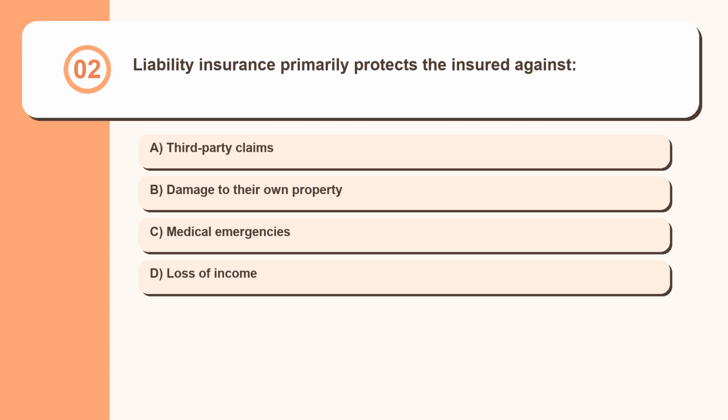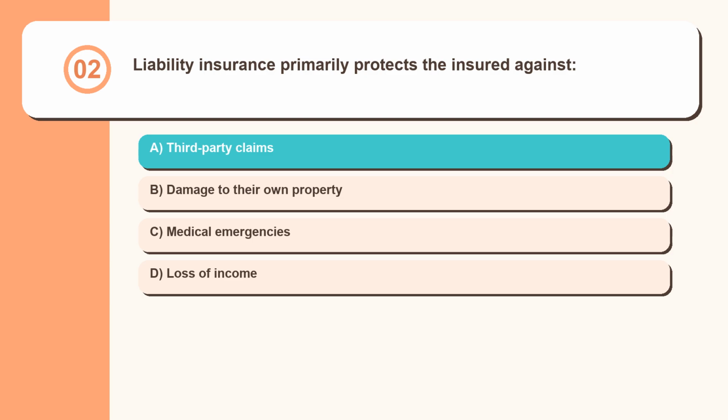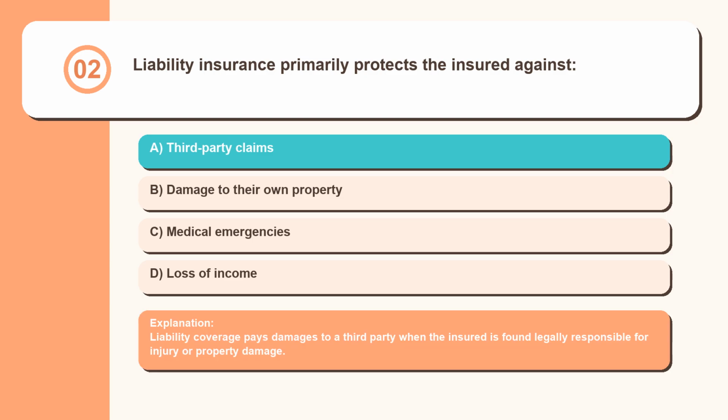Question 2. Liability insurance primarily protects the insured against third-party claims, damage to their own property, medical emergencies, loss of income. Liability coverage pays damages to a third party when the insured is found legally responsible for injury or property damage.